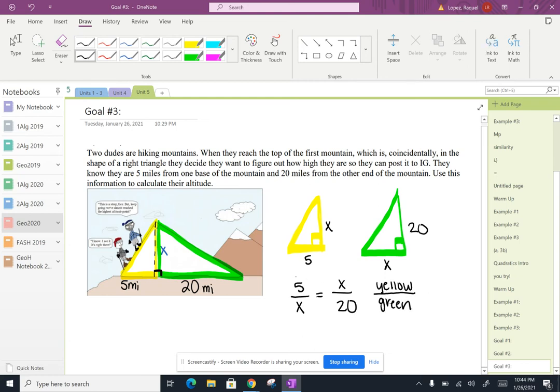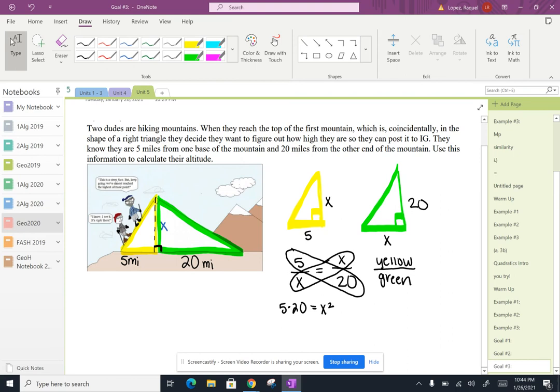Now that I've got a proportion set up, I can cross multiply. So I'm going to do 5 times 20 and set that equal to X times X, which is X squared. So 5 times 20 is going to give us 100 equals X squared. To undo that square, we're going to take the square root on both sides. The square root of 100 is 10, and so X equals 10, which means that they are 10 miles from the base of the mountain. Their altitude is 10 miles up.